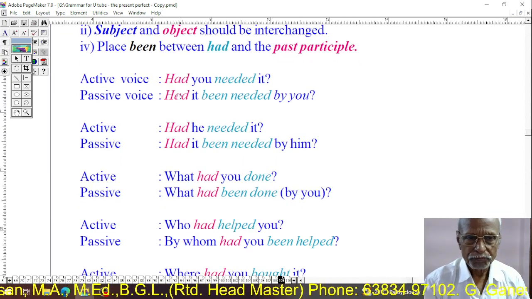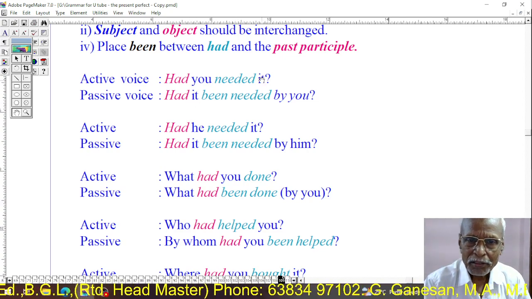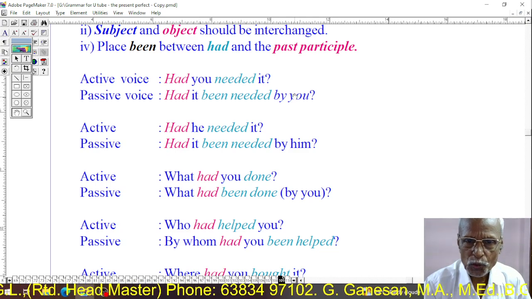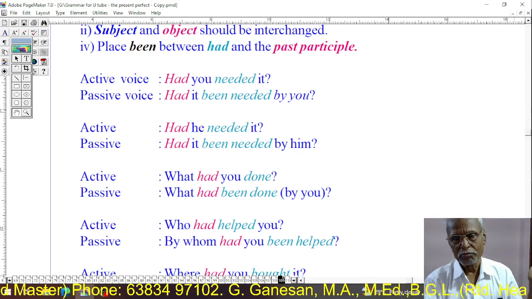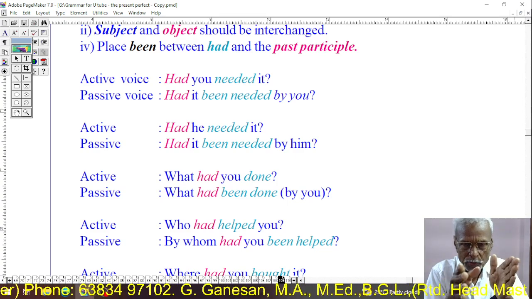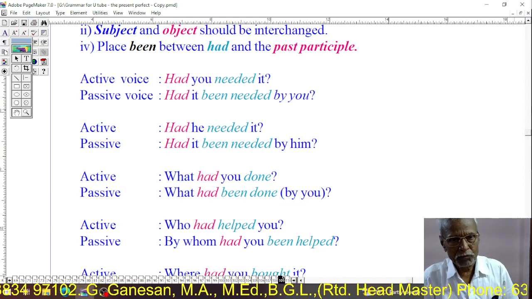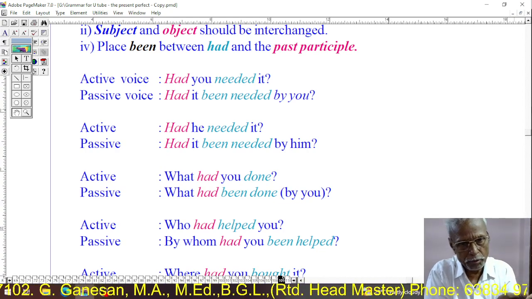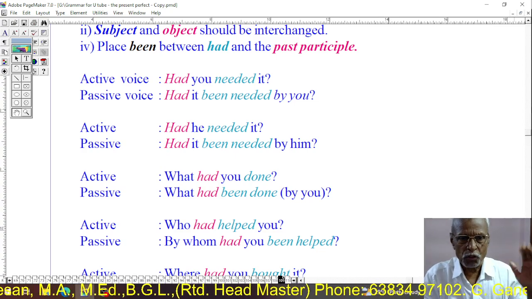Active voice: Had you needed it? Object becomes subject, subject becomes object. Had, needed becomes been needed. That's all. I mean, the past participle is preceded by been. Had you needed? Had it been needed by you? That's all.